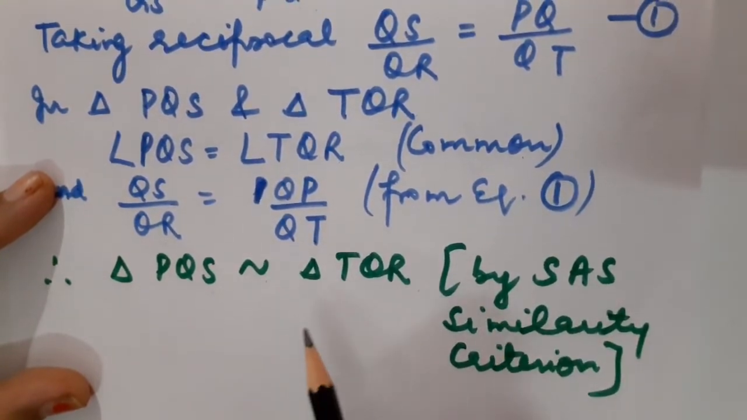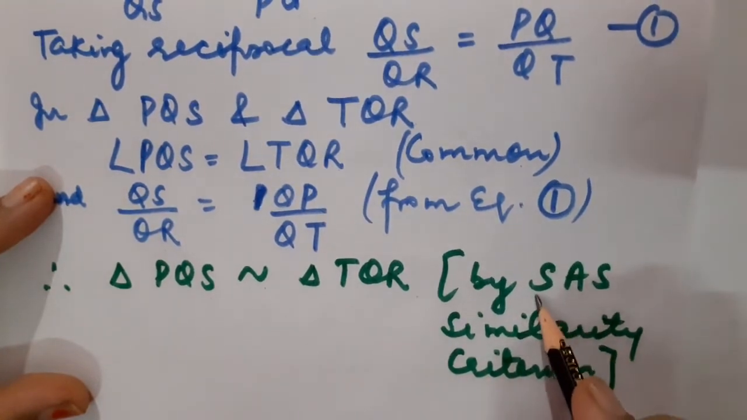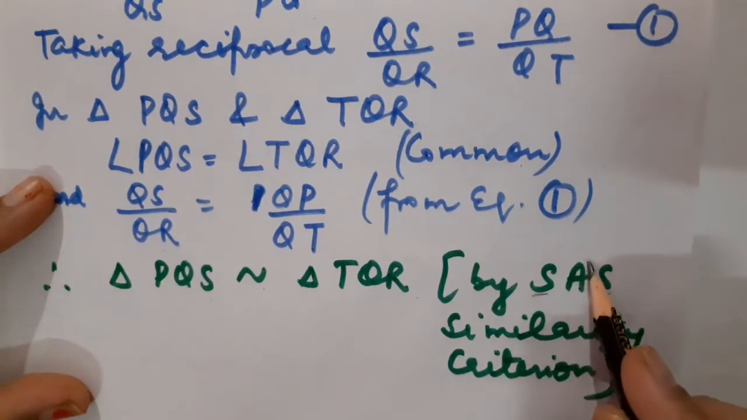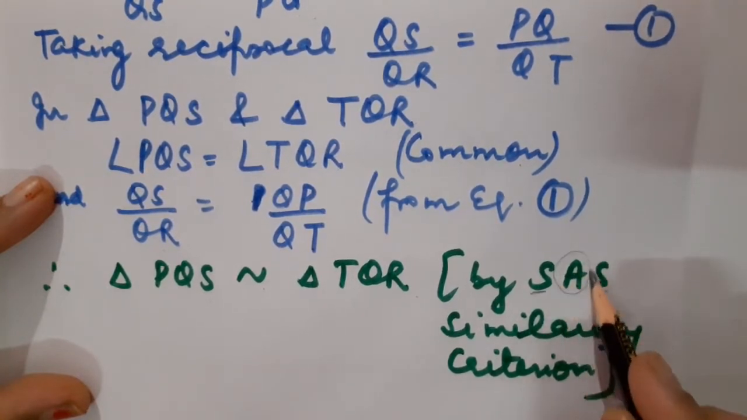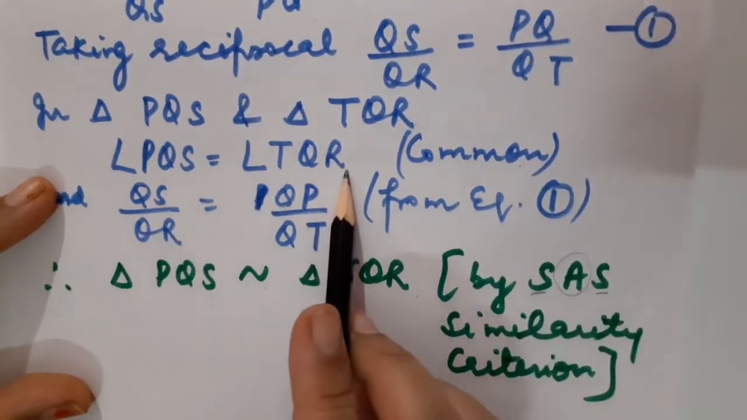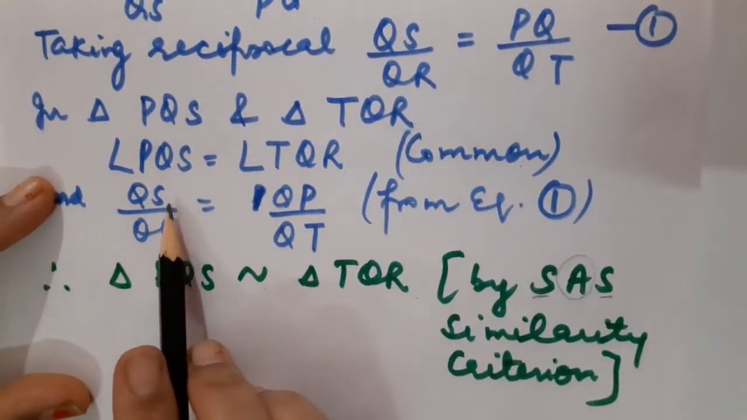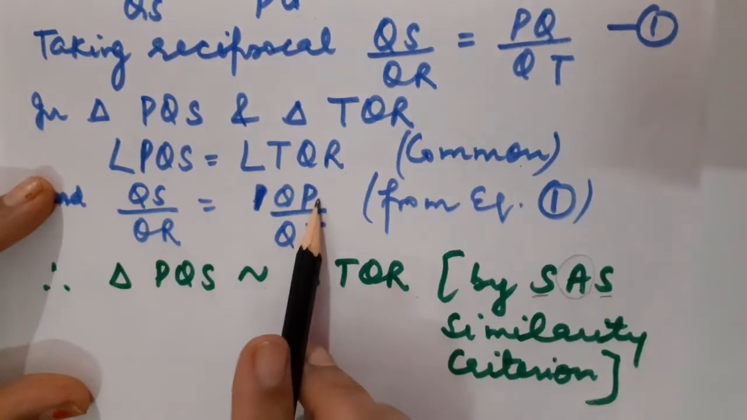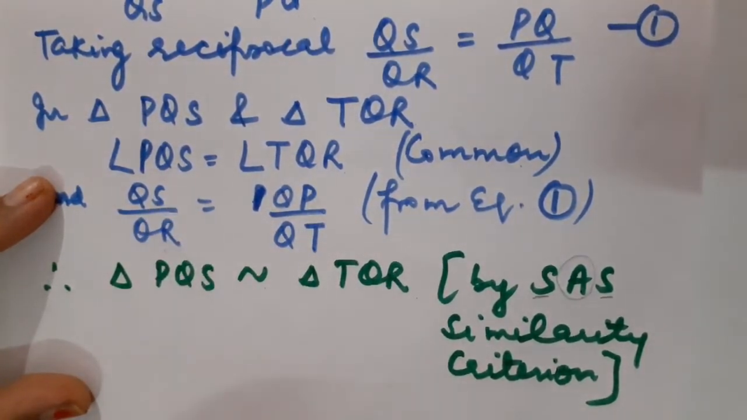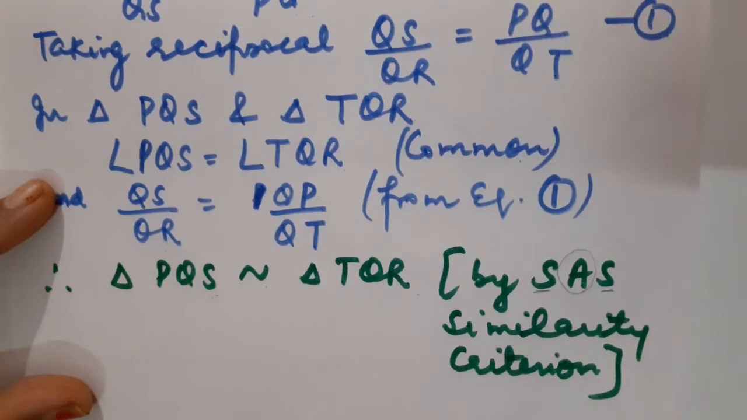How did I apply this criteria? Because one thing I want is the ratio of the corresponding sides. Another thing I want is that there should be some included angle which must be equal. So angle Q is equal to angle Q. And the ratio of those corresponding sides is also given whose included angle is Q. So thus what I have proved is that triangle PQS is similar to triangle TQR.